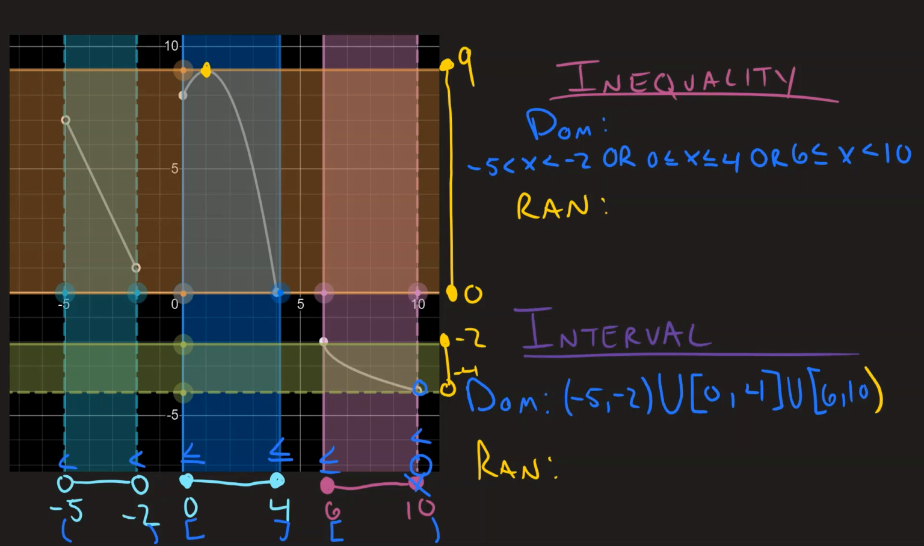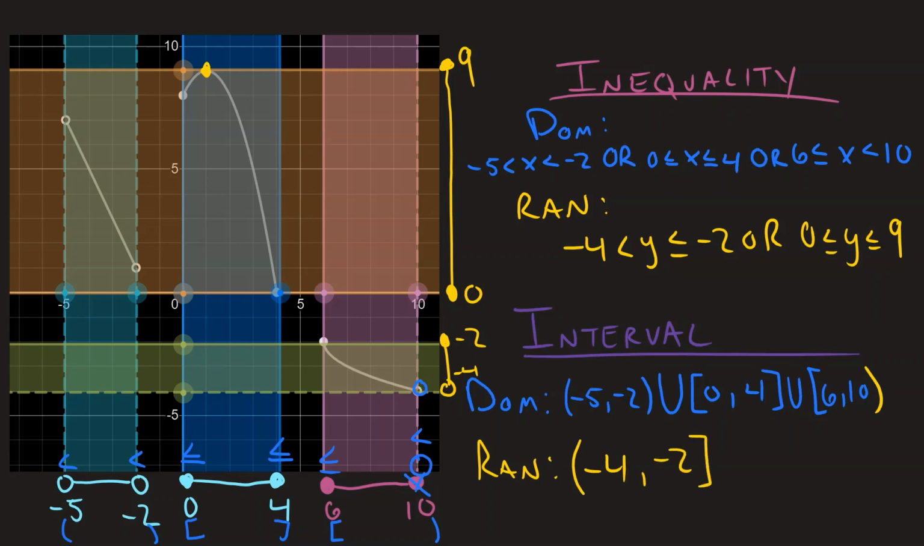So we're going to describe our range the same way. This is going to start off again from the bottom, -4, strictly less than y, less than or equal to -2, or 0, less than or equal to y, less than or equal to 9. In interval notation, this will look like parentheses -4, since it's not included, comma, -2, with a bracket because it is included, a U for union, and then we have, bracket 0, comma, 9, with a bracket once more.